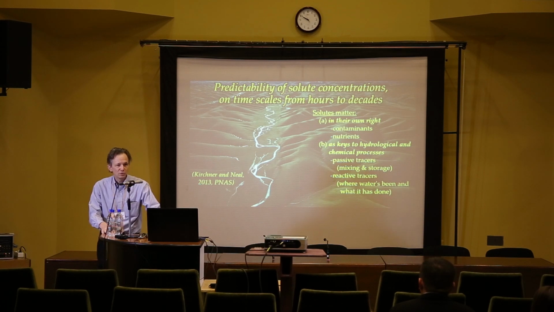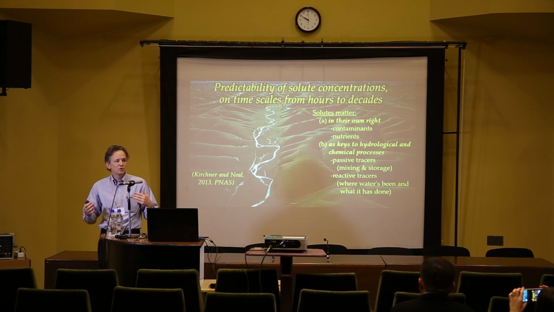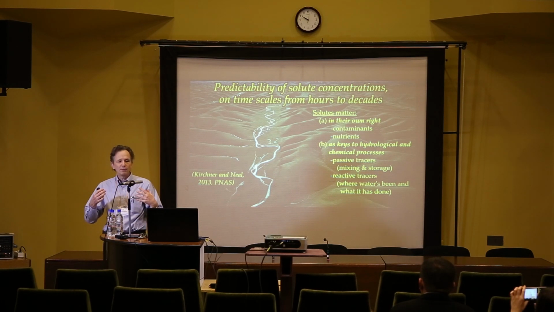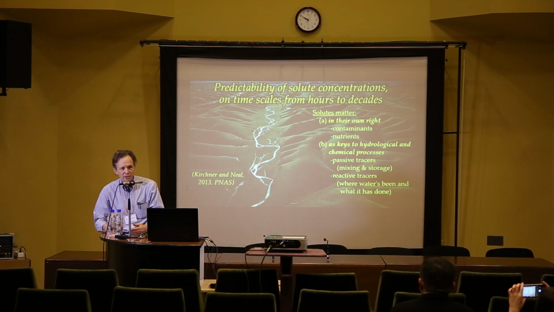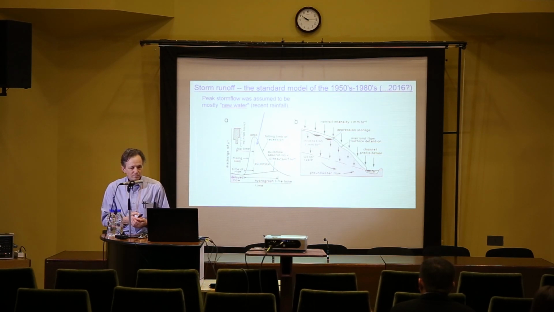So passive tracers follow the water, they go with the flow, and their concentrations tell you something about how water is stored or mixed in the landscape. Reactive tracers, on the other hand, carry signals of where the water has been and what it has interacted with.